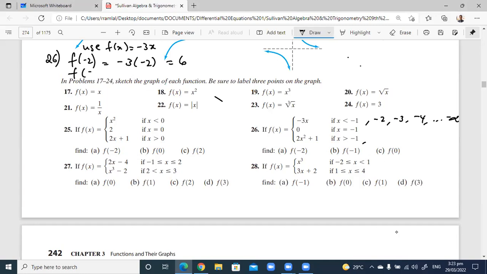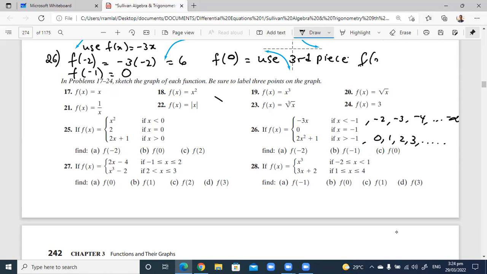For f of minus 1, you would see f of minus 1 being 0, so there's nothing to work out really. You use the second piece. And for f of 0 now, that's what we have to work out. X is greater than minus 1 means what? X will be 0, 1, 2, 3, and so on. So with that being said, you have to use the third piece. For f of 0, use your third piece.